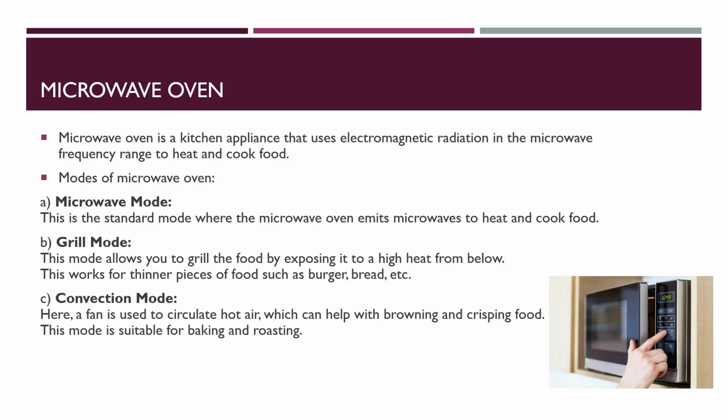Microwave mode is the standard mode where the microwave oven emits microwaves to heat and cook the food. Next is grill mode. This mode allows you to grill the food by exposing it to high heat from below. This works for thinner pieces of food such as burgers, breads, etc. Then convection mode. Here, a fan is used to circulate hot air, which helps the browning and crisping of food. This mode is suitable for baking and roasting.